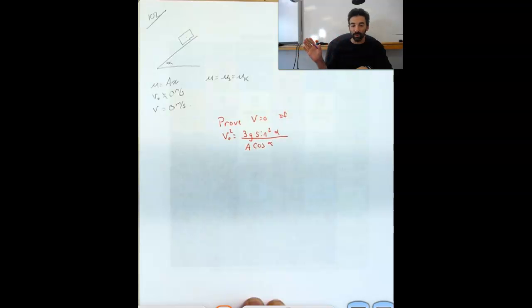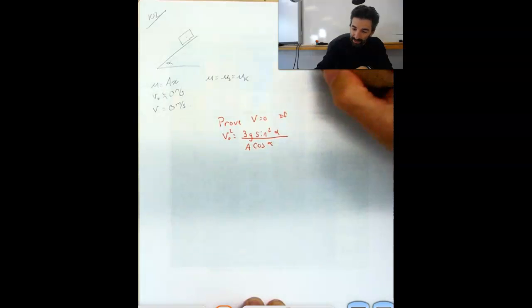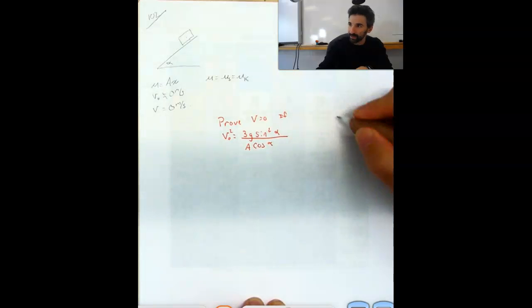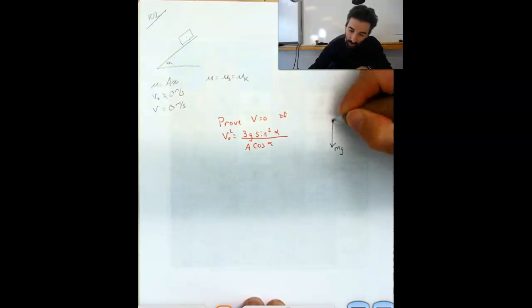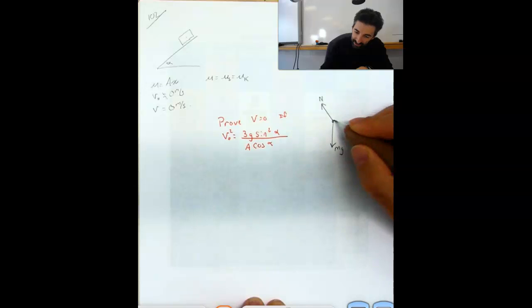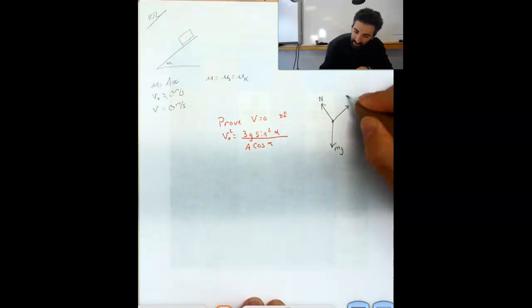The first thing I want to do, obviously, is draw a free body diagram. I'm going to put that right here. My free body diagram. Got a force due to gravity going there. I've got a normal force, I'm going to label N. And I've got my frictional force going up the hill.